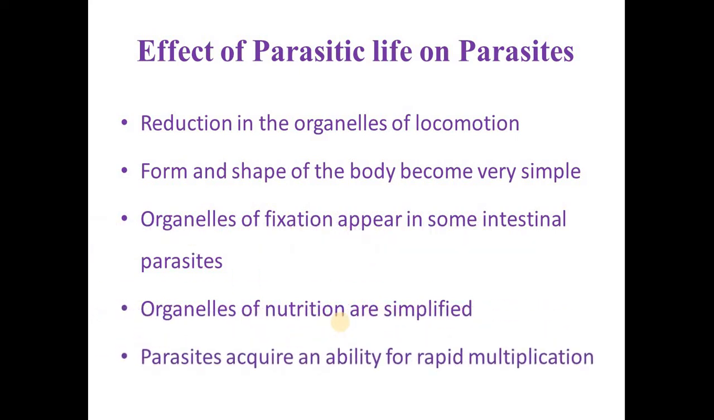Next, the parasites acquire an ability for rapid multiplication, that is to form numerous young ones. This ensures that at least some of the offspring will find a suitable host and continue the species. Example Plasmodium.